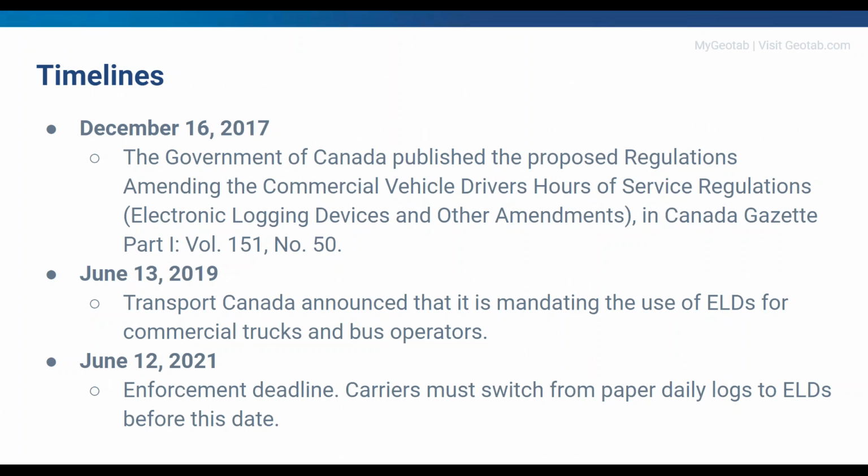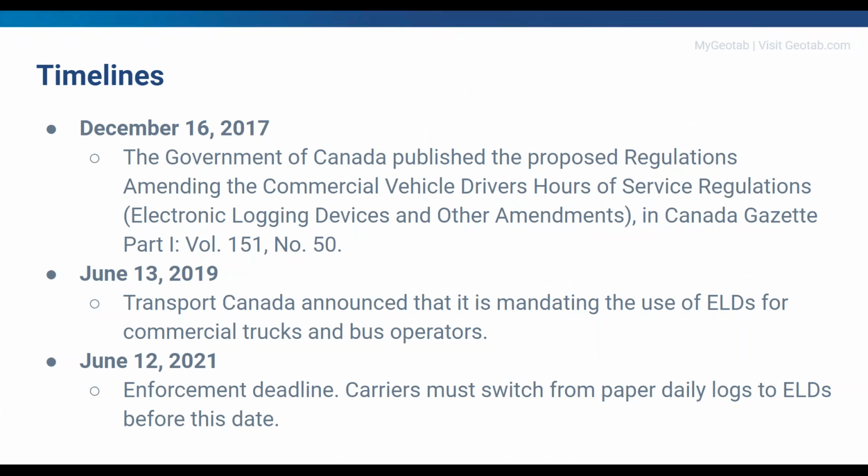Now, inside of that, it's actually not going to be until 2021 that you'll actually need to use an ELD. That is the drop deadline. So it's a 2-year rollout from June 2019, when it appeared in Canada Gazette 2, to June 2021, where you have the actual enforcement deadline. So between now and then, you can still do everything that you are currently doing.